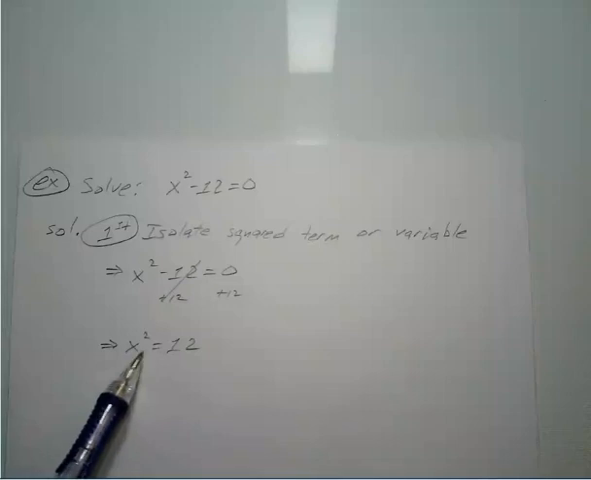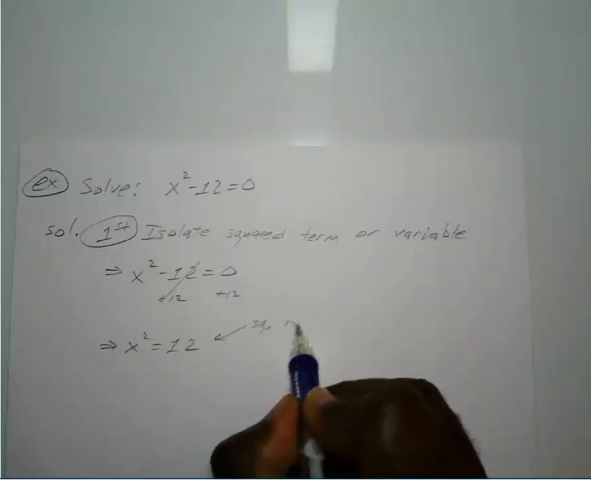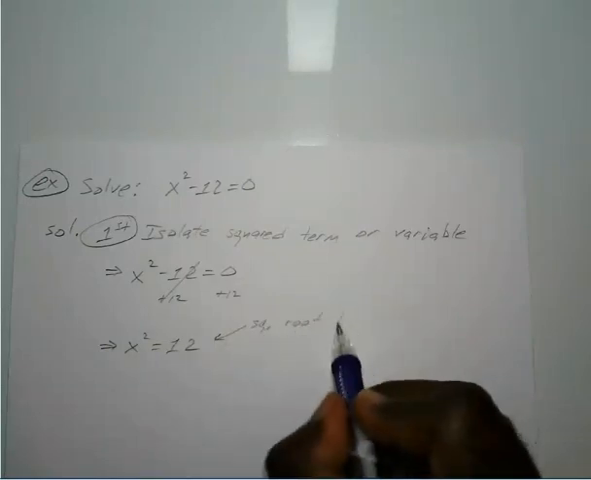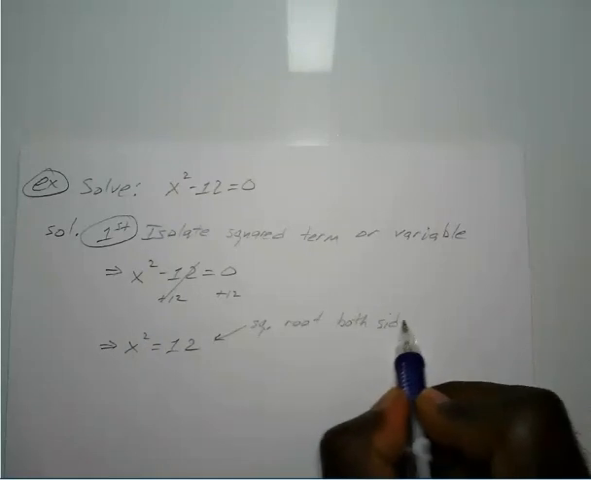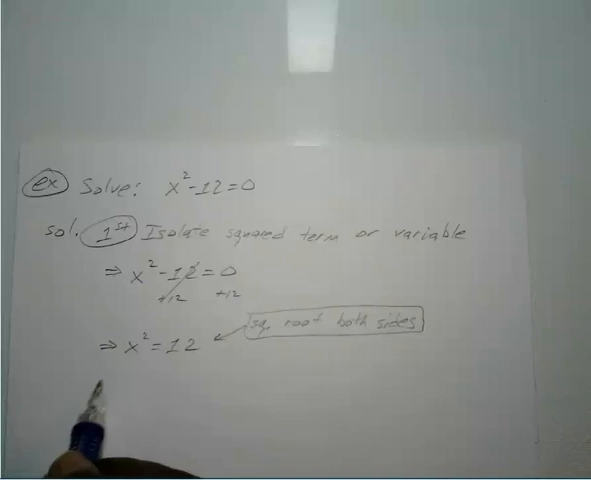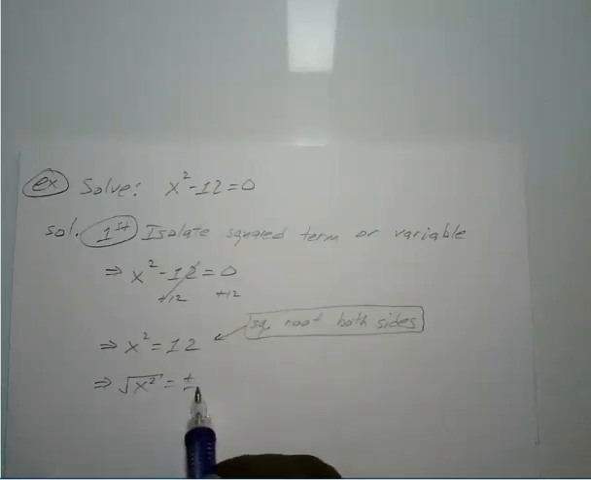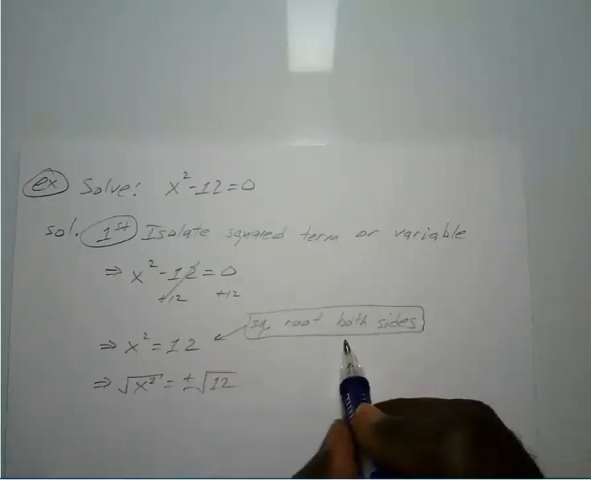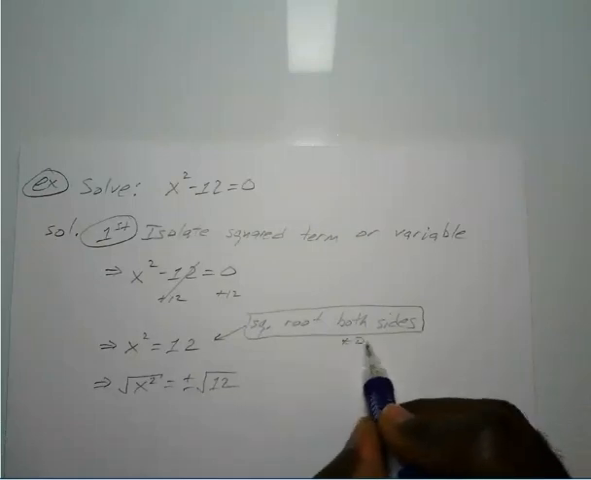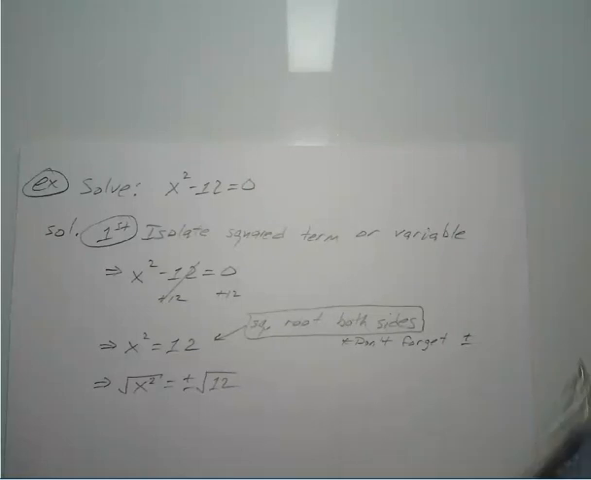Okay, now once we have our squared variable or term by itself, then we just go ahead and square root both sides. So if we square root both sides, we have the square root of x squared equals plus or minus the square root of 12. Remember, don't forget your plus or minus.